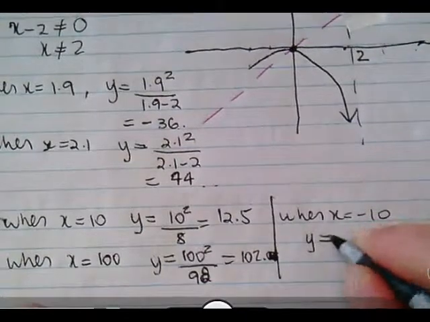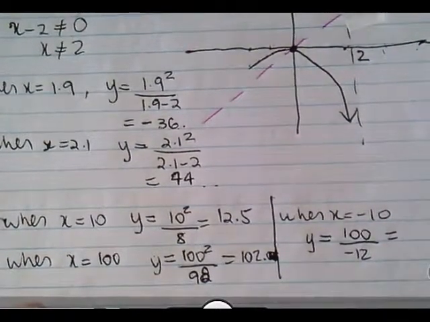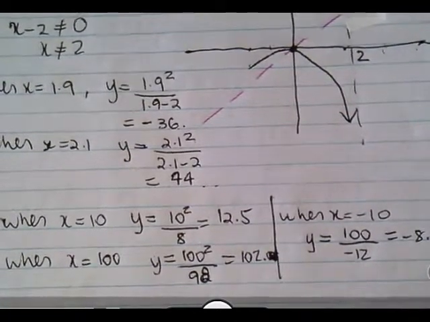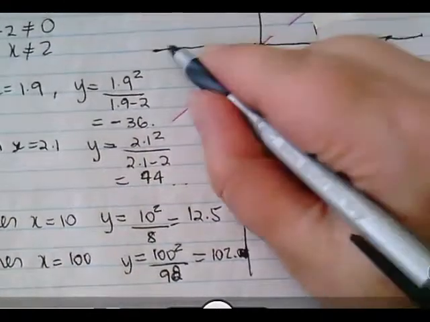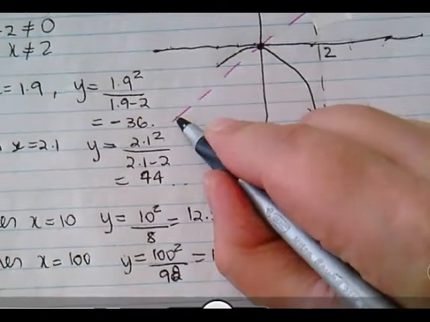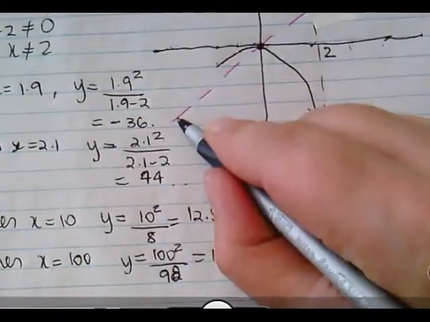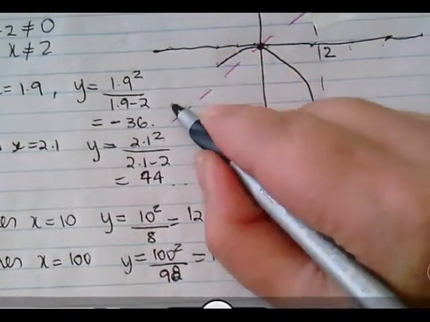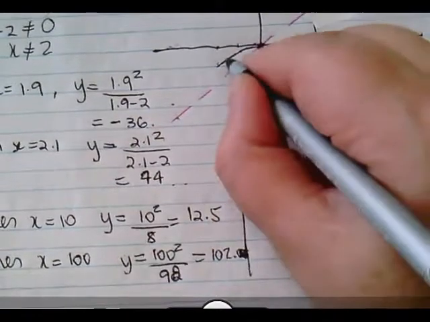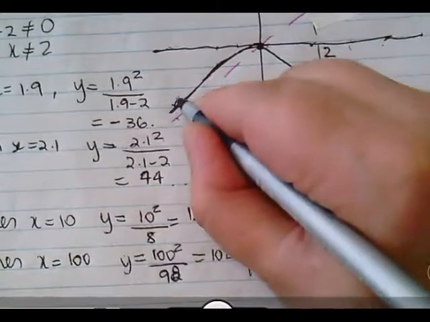All right, let's do now when x is -10. I get y is 100 over -12, -8.3 roughly. So I've got -10. See, what's on the line? -10, -10 is on the line. Do you get it? If that's the line y equals x, when x is -10, y is -10. But I've got -10, -8. I don't go as far down as the line. Do you get it? It's above the line. It'll approach it, but it'll never touch it.